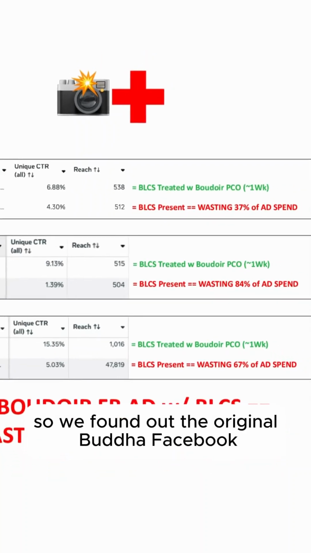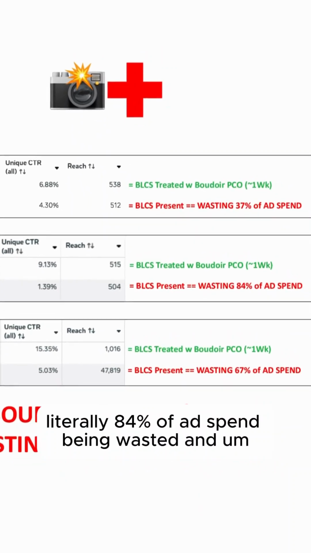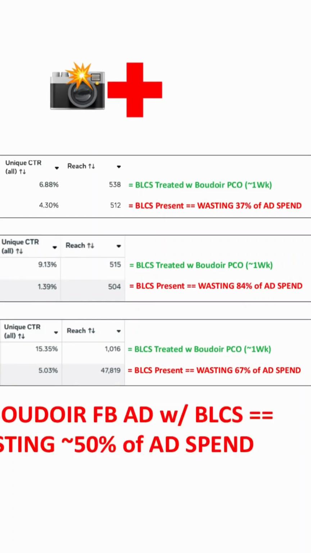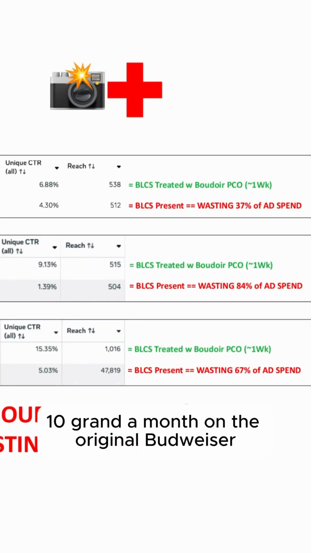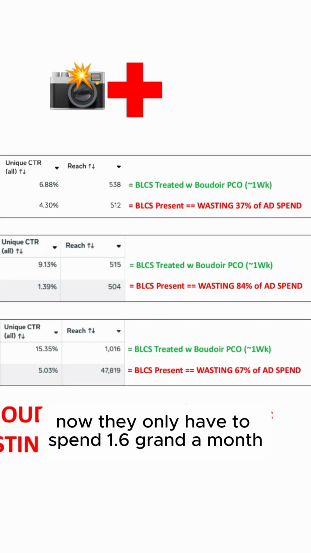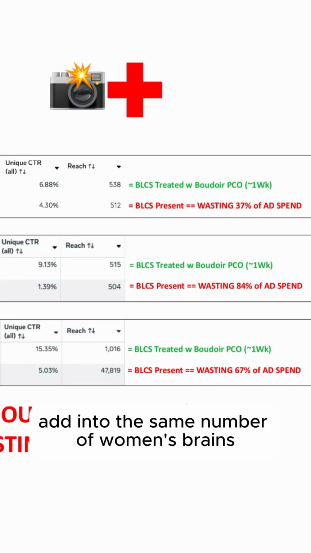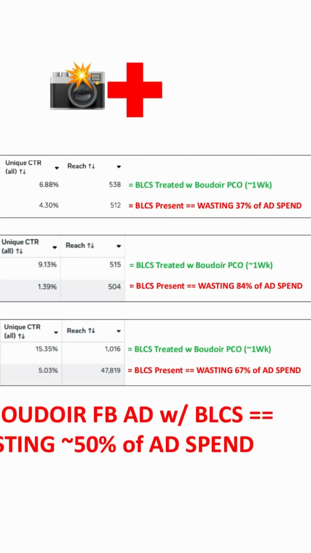We found out the original Boudoir Facebook ad was actually wasting 84% of its ad spend, literally 84% of ad spend being wasted. So that means if they're paying 10 grand a month on the original Boudoir Facebook ad, now they only have to spend 1.6 grand a month with the Boudoir PCO treated ad to get their ad into the same number of women's brains.